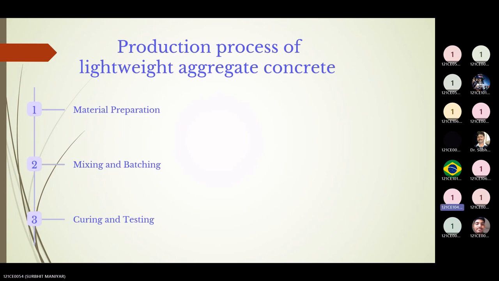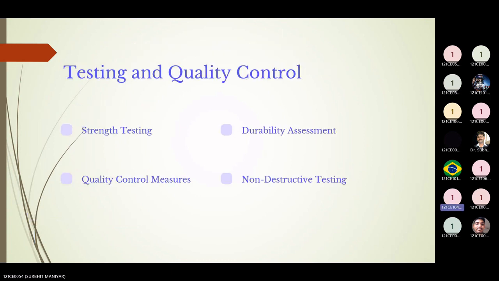Then mixing and batching. The lightweight aggregates are mixed with traditional cement and water in specific proportions to form the concrete mix. And at last, curing and testing. The concrete mixture is poured into molds and then allowed to cure for a particular time, after which we test it for strength and durability. Rigorous testing is done for strength and durability.